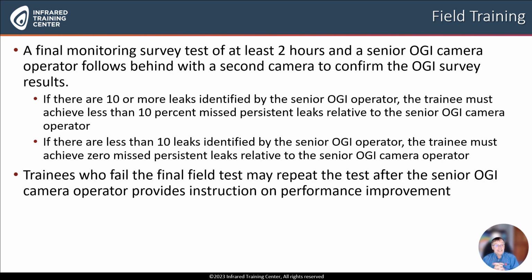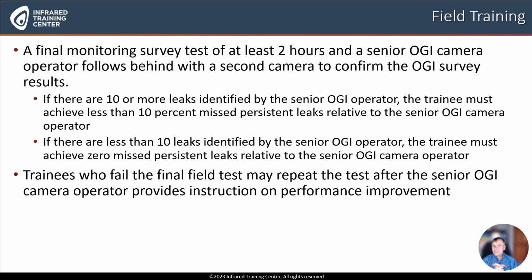Now, there should be a final monitoring survey test of at least 2 hours, and a senior OGI camera operator follows behind. And so, as part of the field training, what this says is basically go out, you do a 2 hour survey, and a senior OGI person follows right behind you at some point. And if there are 10 or more leaks identified by the senior OGI operator, you should be able to detect at least 90% of them. You can miss no more than 10%, 1 out of 10, okay?